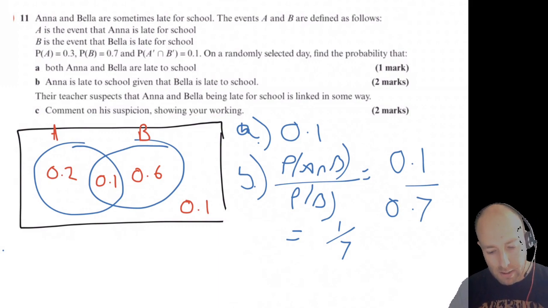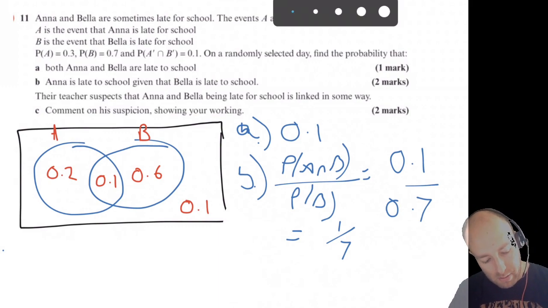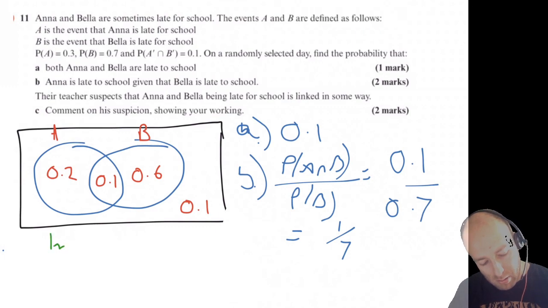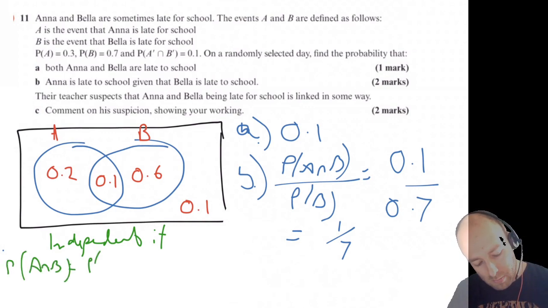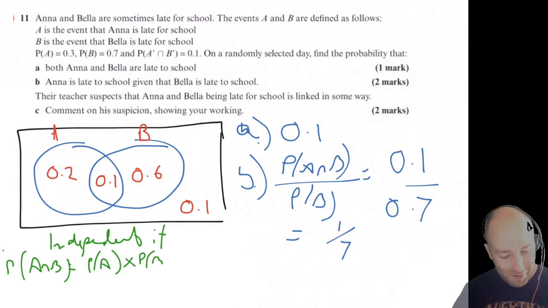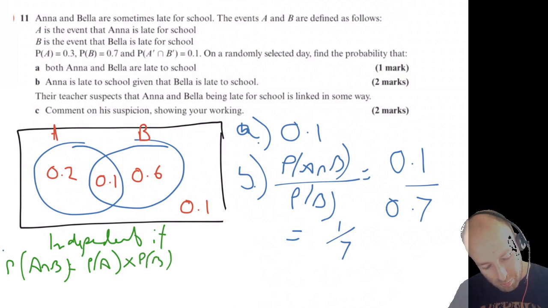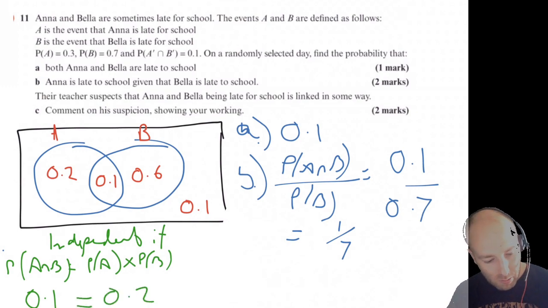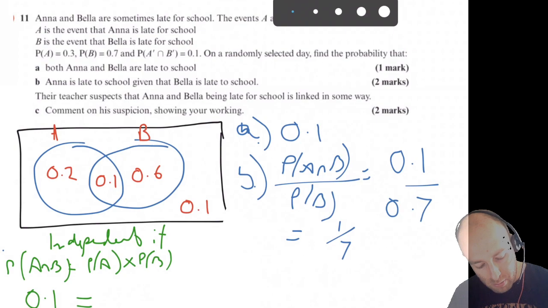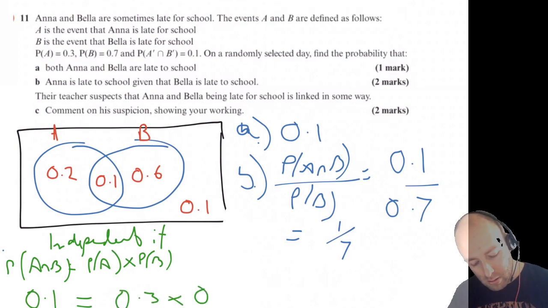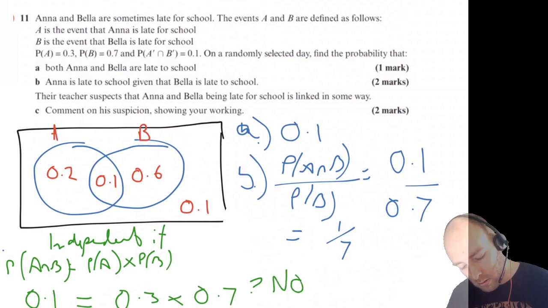And then part C, we're testing if they're independent. So independent if A and B is A times B, which it won't be because that's what we did wrong earlier. So 0.1, does 0.1 equal 0.2? Sorry, that's wrong. Does 0.1 equal the whole of A, 0.3, times the whole of B, 0.7? No. So they are not independent.